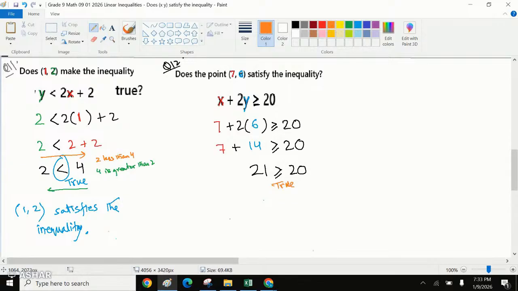Agreed? Why is it true? Because 21 is greater than 20. And therefore the point 7, 6 does satisfy the inequality because the statement was true.